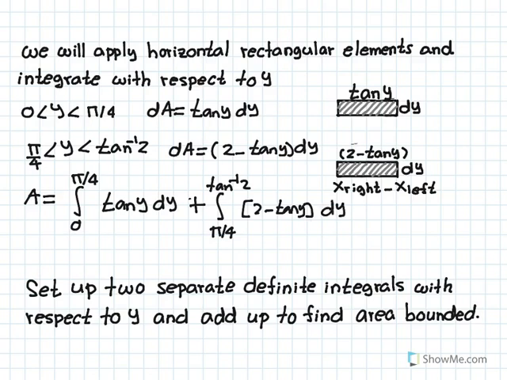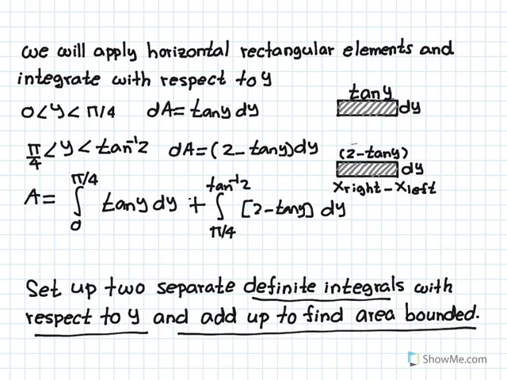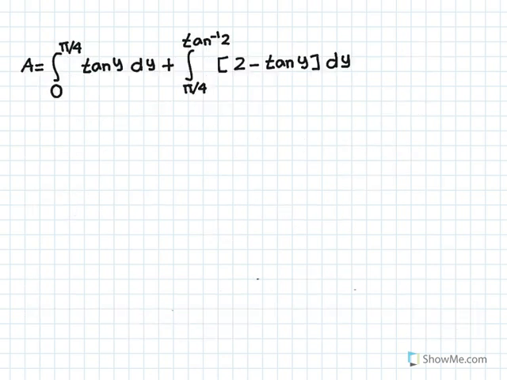So we set up two separate definite integrals with respect to y and add them up to find the area bounded. All right, so now it comes to the mechanics of actually solving this. To solve this, the hardest part, I guess, is the integration of tangent y. So let's do that first. We want to integrate tan y. Let's find the general antiderivative.